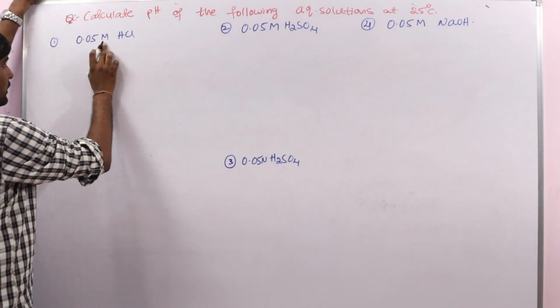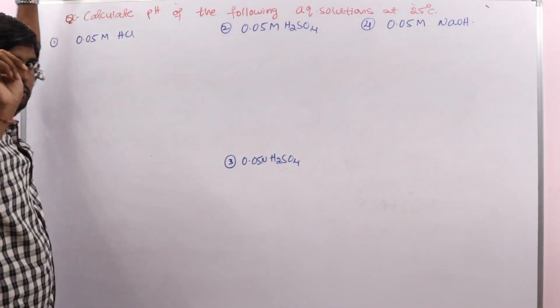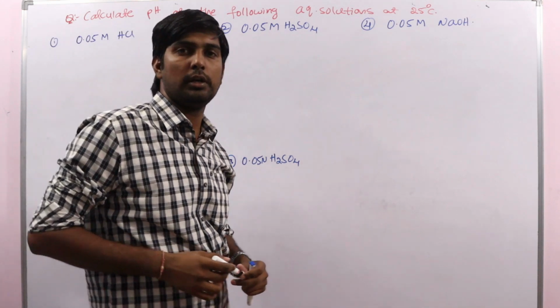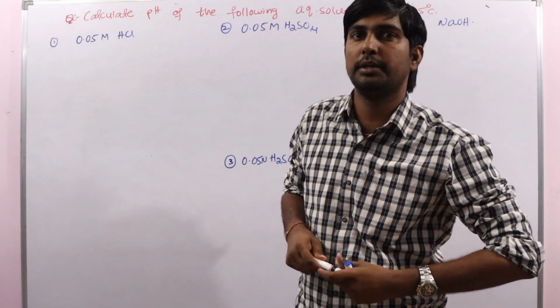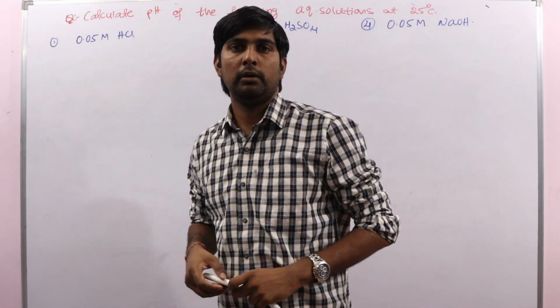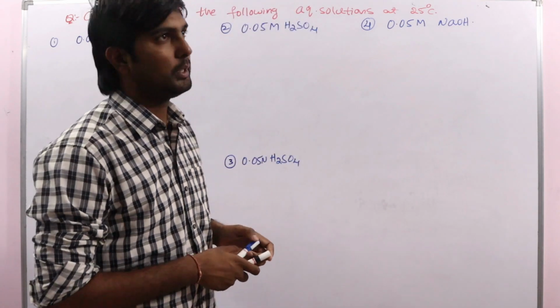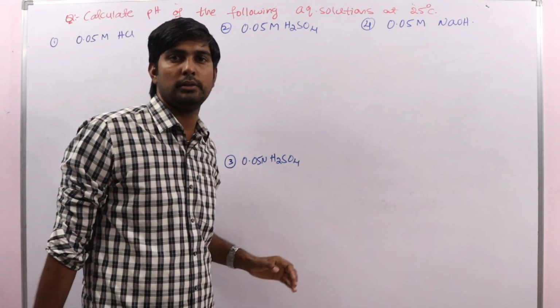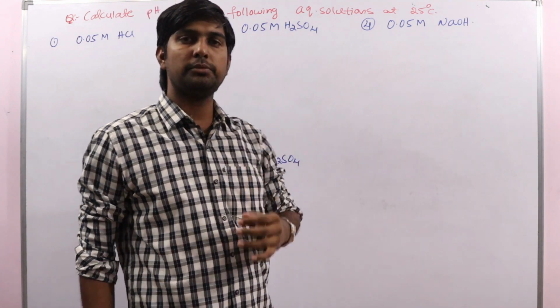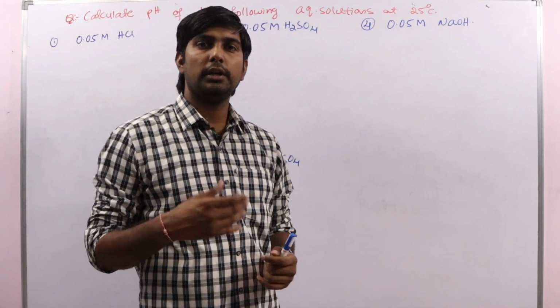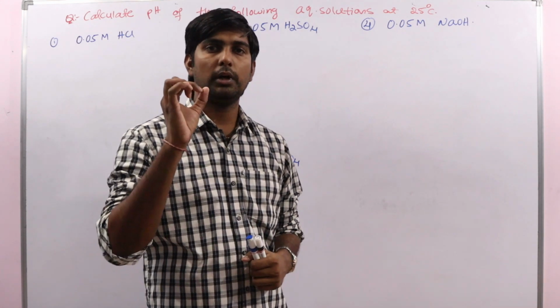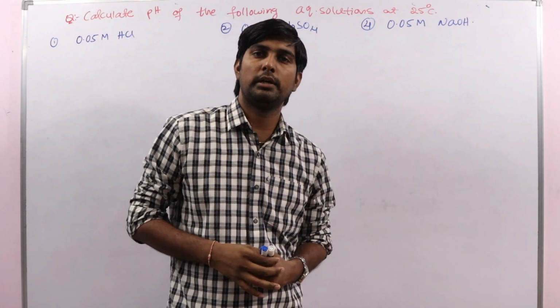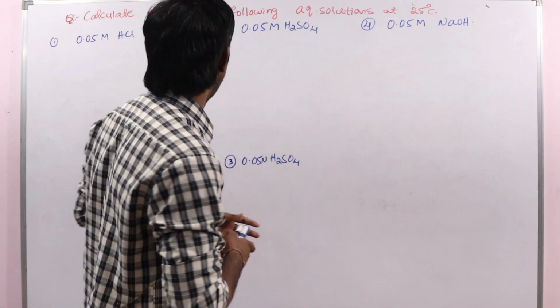Here, first you should check: in any pH calculation, concentration should be expressed in normality, not in molarity. Many students make mistakes there. Directly they will substitute the concentration in terms of molarity only. Remember that you must express concentration in normality only.